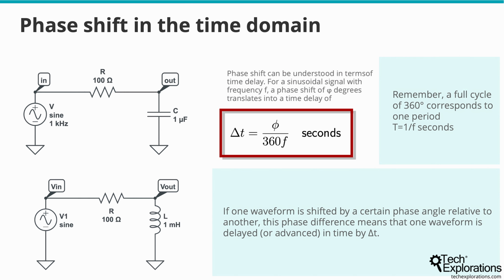And this works because a full cycle of 360 degrees corresponds to one full period, where the period, denoted by the uppercase letter T, is equal to 1 divided by f, in seconds. In other words, if one waveform is shifted by a certain phase angle relative to another, this phase difference means that one waveform is delayed or advanced in time by delta t.